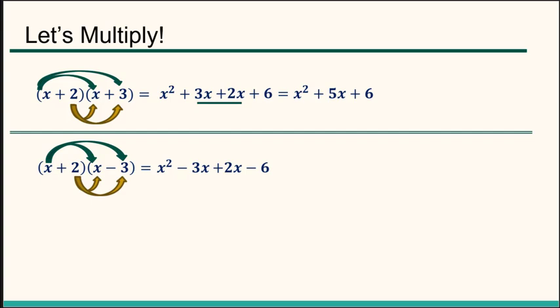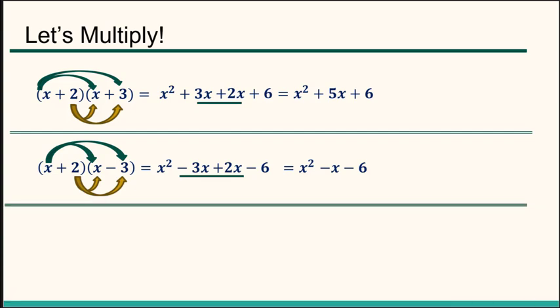2 times a minus 3 is a minus 6. Watch these positives and negatives. That's usually the place students tend to have trouble. I have the middle terms, they're like, so I need to subtract: minus 3x plus 2x. That's a minus x, so just write everybody else down. I get x squared minus x minus 6.